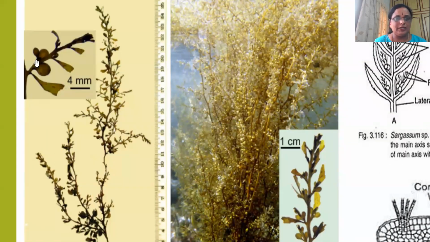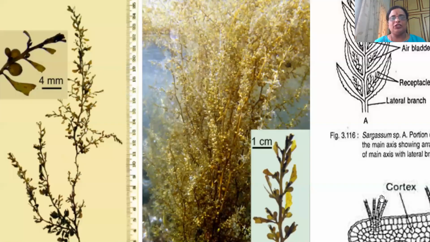See, this is the central axis, and these are the lateral branches, and these are the vesicles, or you can call them the air bladders. See, that has been magnified. I mean, it has been drawn in diagrammatic representation. So what are these air bladders and what are their functions?